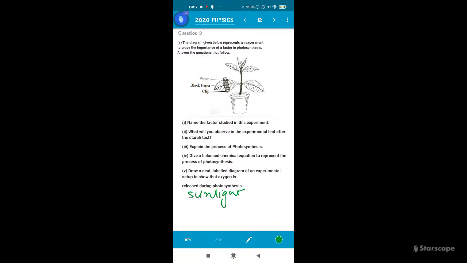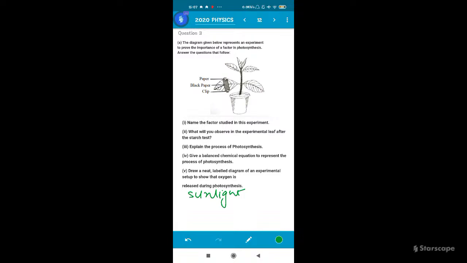So your next question is what will you observe in an experimental leaf after the starch test? You know that the starch test is done by using iodine. In the leaf, if there is starch present, then the leaf will turn blue-black, but if no starch is present, the leaf will become brown. You have studied about this, how the entire procedure is done. I don't think I have to explain it once again.